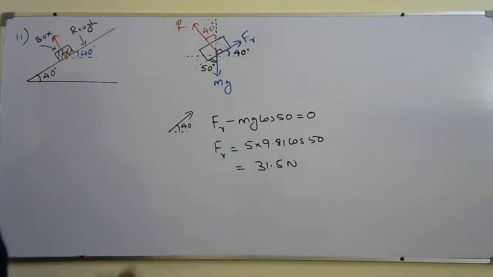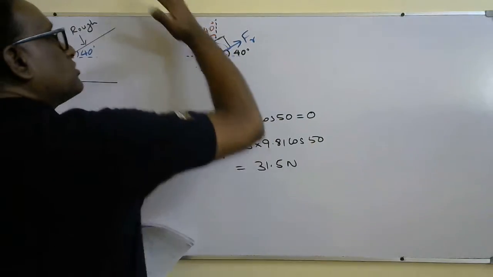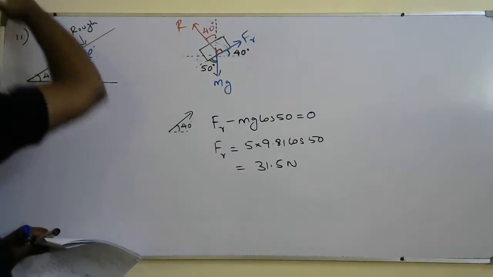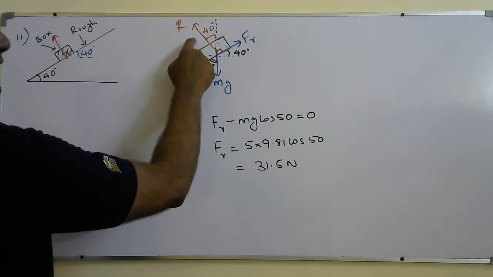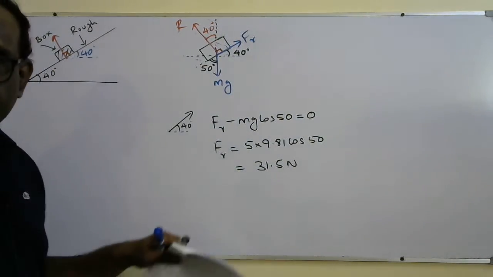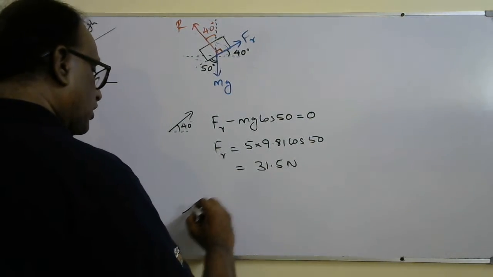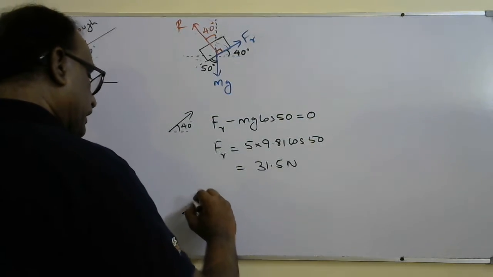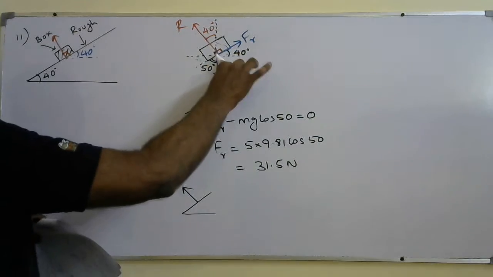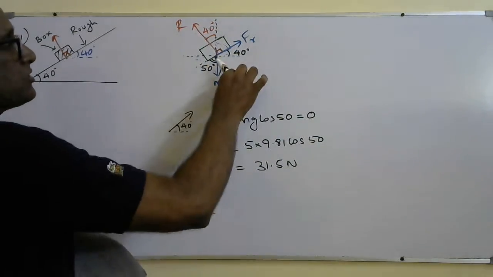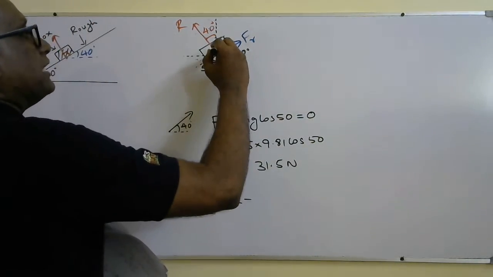Then we will resolve it along this direction. So now I am going to resolve it along R. When I resolve it perpendicular to the plane, along this way, the friction won't have any component because that is perpendicular to R. When you resolve through 90 degrees, it won't have any component. So I am going to resolve perpendicular to the plane, perpendicular to the slope, that is along the R.